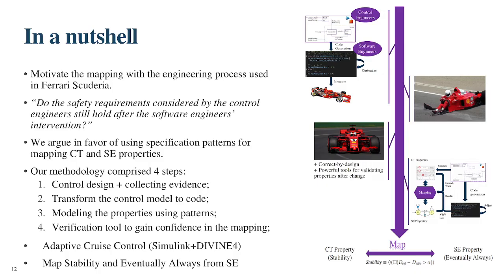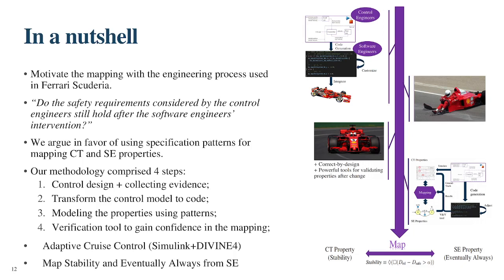In a nutshell, first we motivate the mapping with the engineering process used in Ferrari Scuderia. Then, we ask whether the safety requirements considered by control engineers still hold after the software engineer's intervention. Then we argue in favor of using specification patterns for mapping control theory and software engineering properties, with the benefit that the controllers will be correct by design and the engineers will have powerful tools for validating properties after change.